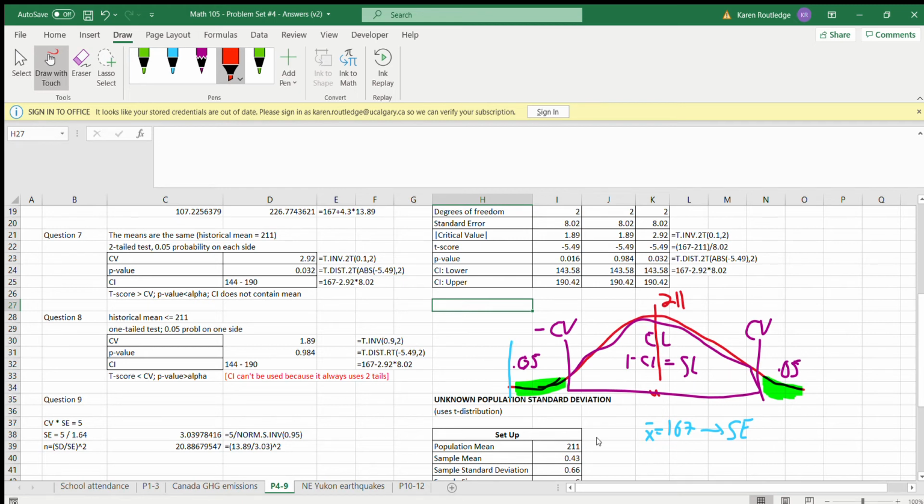The probability of seeing what we saw is too small, smaller than the significance level, under the assumption of the null hypothesis, so we will say, nope, the null hypothesis is probably not right. In this case, the mean is probably not 211.